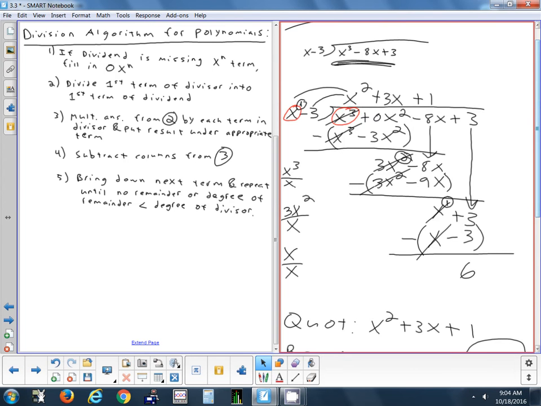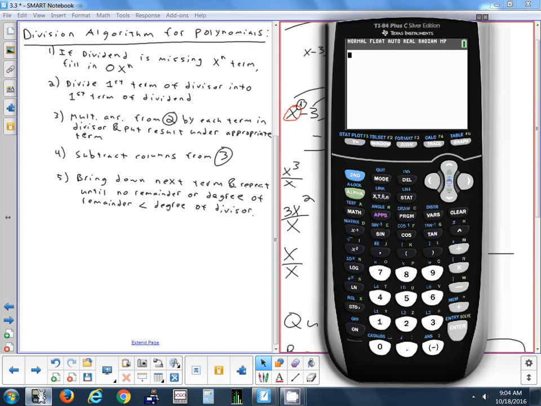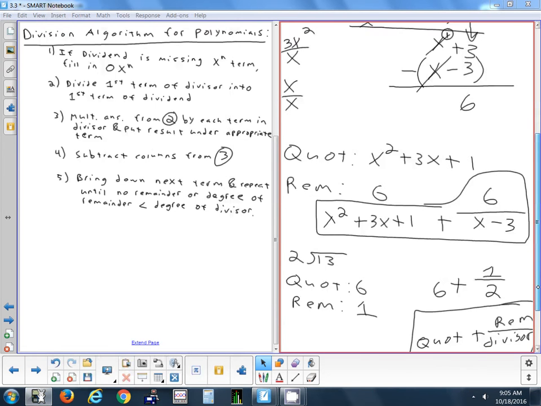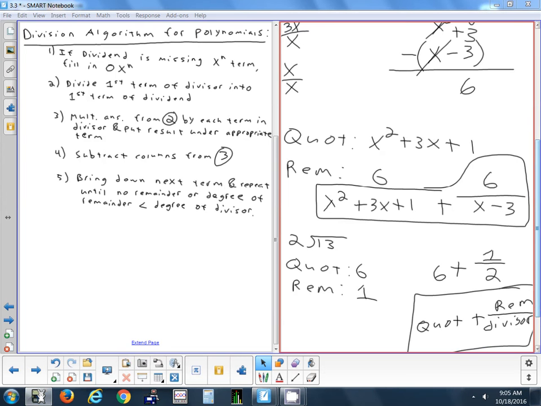Right, so I'll check this one just to show you, but I'm not going to check any other ones today. All right, so type in the original problem. So you get x cubed minus 8x plus 3. And you're going to divide by x minus 3. Okay, that's just the original problem. Now type in what you think you got for the answer. Okay, and you got to type it in the second way.